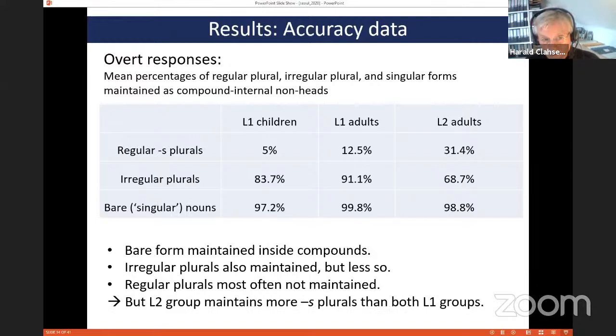But a clear contrast emerged, especially for the L1 children and adults, less so for the L2s. A clear contrast emerged for the regular plurals. They are very often, almost always, omitted. Even though they saw feed ducks, they say duck feeder. Likewise, the adults. The L2s, I come back to this, maintain this in a third of the cases as well.